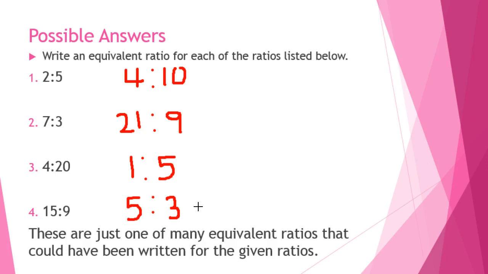These are just one of many equivalent ratios that could have been written for the given ratios. For example, on number 3, instead of dividing the numbers, I could have multiplied both numbers by, let's say, 2. So 4 times 2 gives me 8. And 20 times 2 gives me 40. 8 to 40 is also an equivalent ratio of 4 to 20.